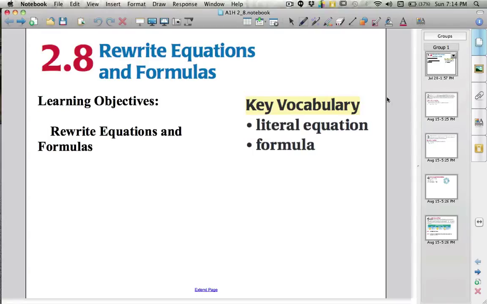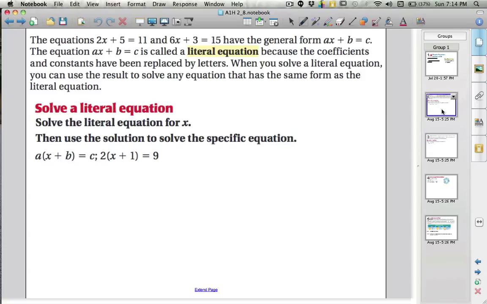In our final section of this chapter, we're going to be working on rewriting equations and formulas. And for your vocabulary, you're going to want to understand what a formula is and what a literal equation is. So let's take a look at some of this information.